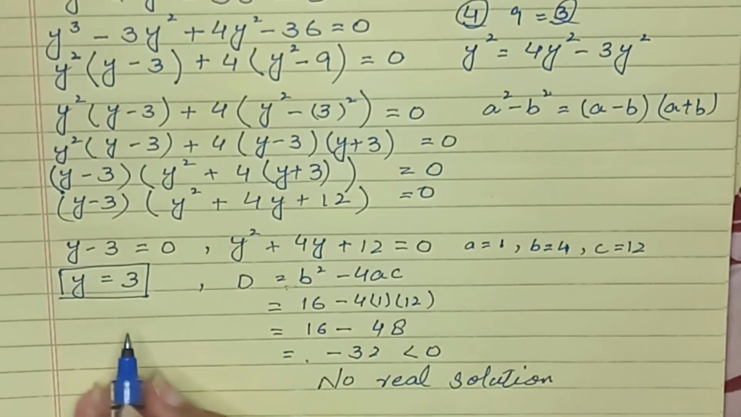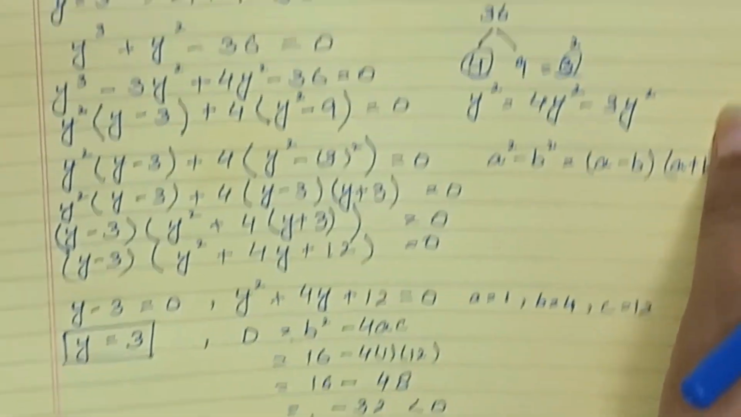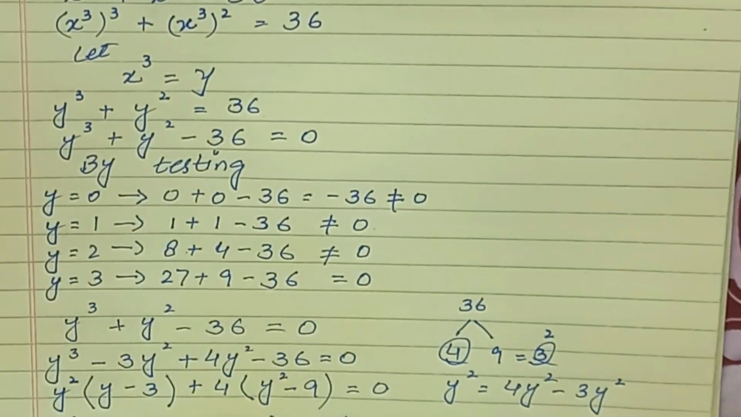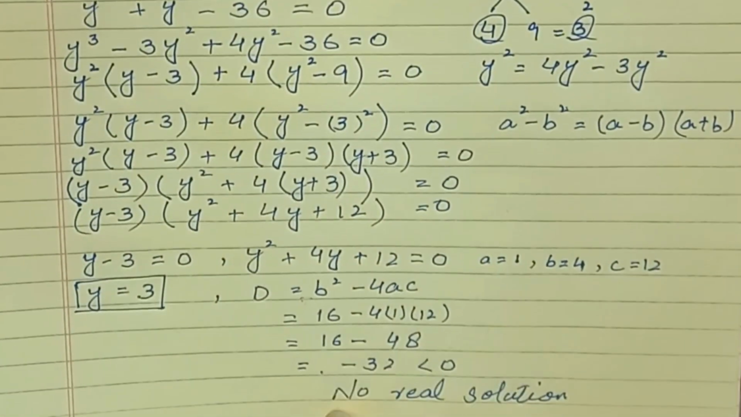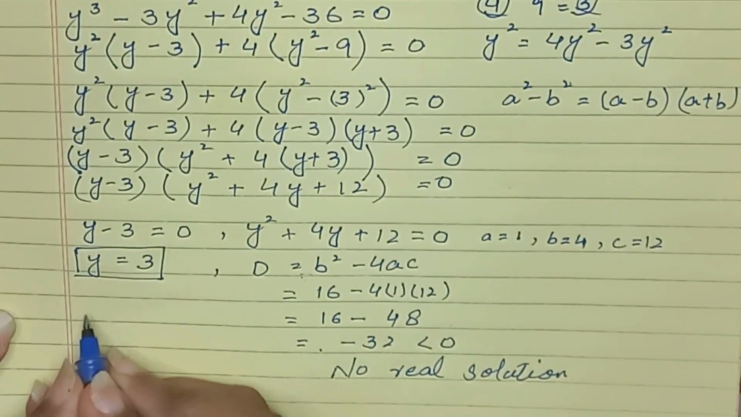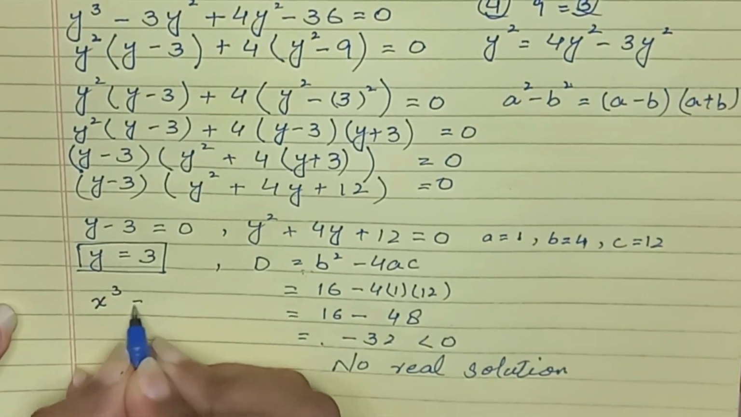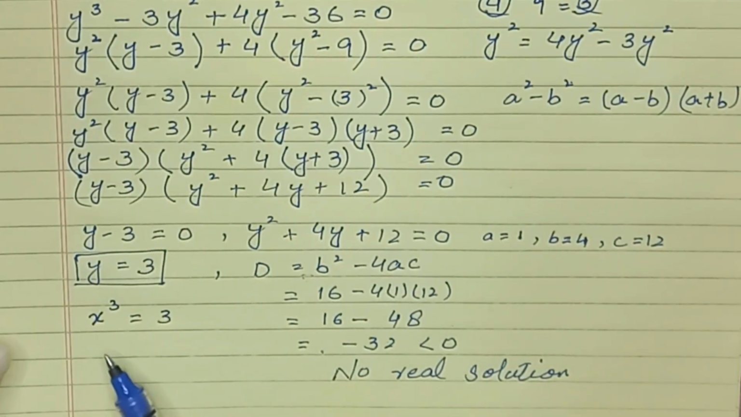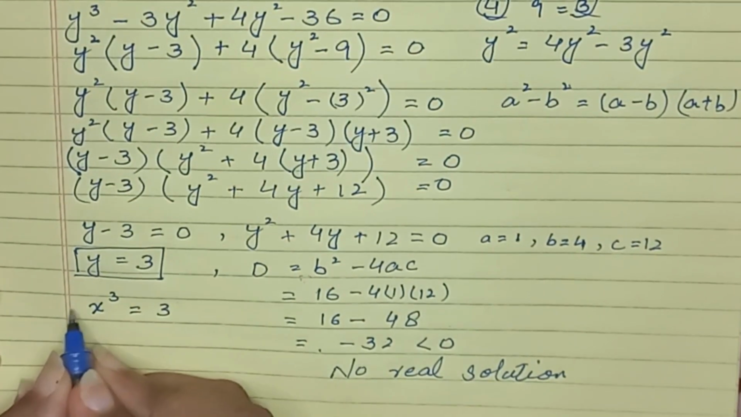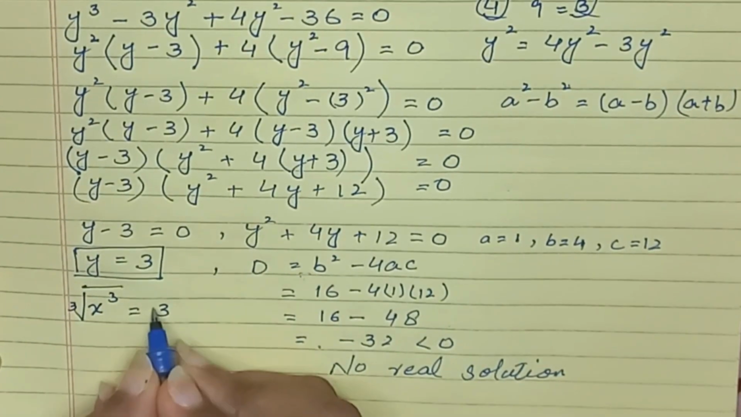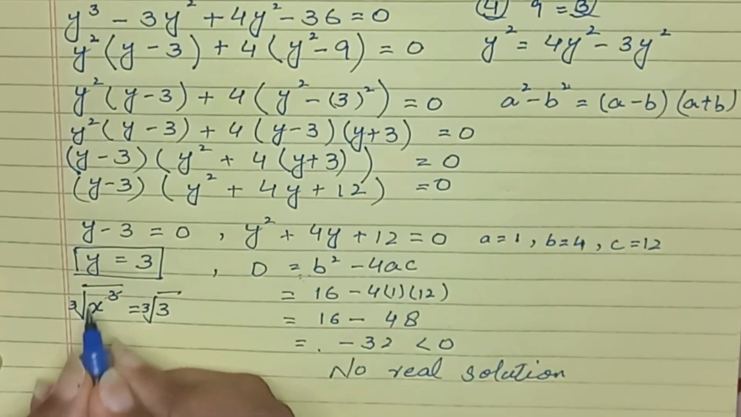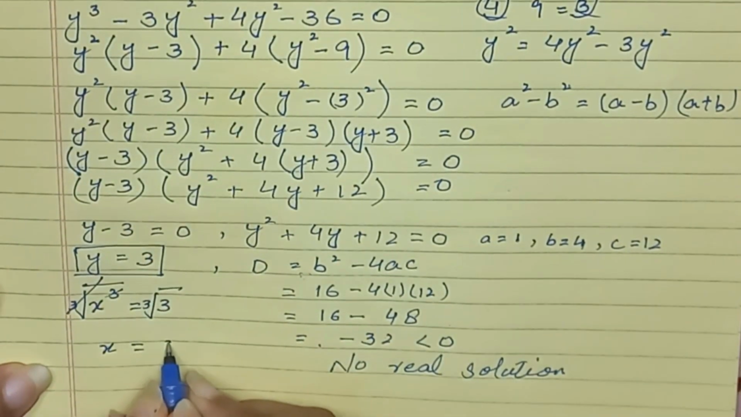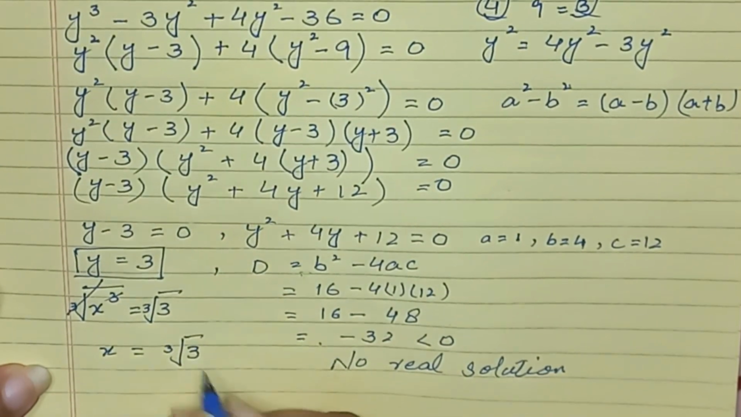So the value of y is 3, but y is equal to x cube. So we put x cube in place of y, and it becomes x cube equal to 3. We have to find the value of x, so we take the cube root on both sides. Cube and cube root cancel out, and the value of x is the cube root of 3.